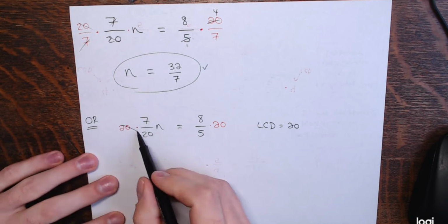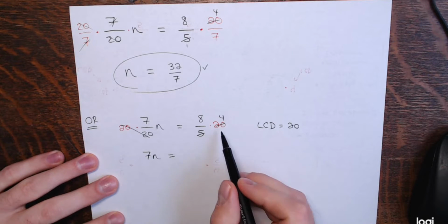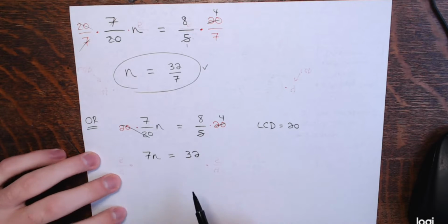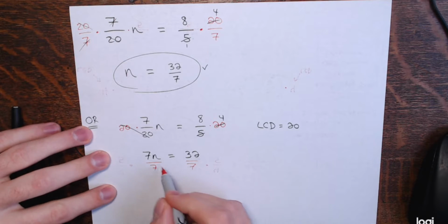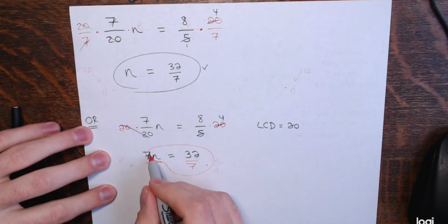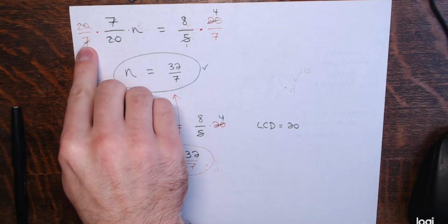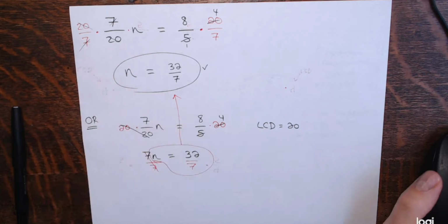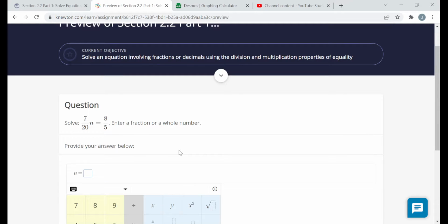And here the 20s cancel. You're left with 7 times n. And here 5 goes into 20 4 times. You're left with 8 times 4, 32. And then you would divide by 7. Then divide by 7 to get n alone. And you get the same exact solution, right? N equals 32/7. It's the same exact thing I got earlier. Now multiplying by 20 and then dividing by 7 is exactly the same as multiplying by 20/7. So these were really the same method, just kind of broken up into pieces. So the final solution here, n equals 32 divided by 7, 32/7.